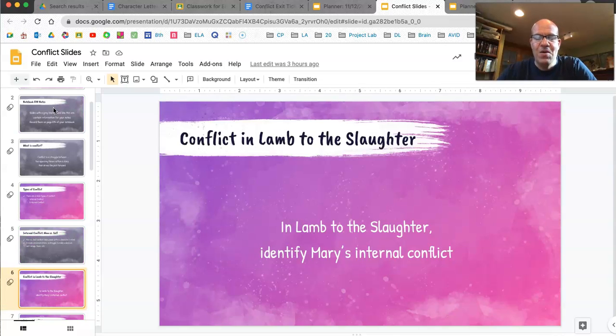So if we look at this within the context of Lamb to the Slaughter, Mary had a couple of instances of internal conflict. One of them is when she realizes that her husband is leaving her, and she has this question of, what will I do? And this real struggle of, do I fight this? Do I not? She's walking downstairs to get something out of the freezer. She's kind of numb. Afterwards, and our main example of internal conflict in Lamb to the Slaughter is after she has clubbed her husband with the leg of lamb, her conflict is, do I turn myself in? What will happen to the baby? Okay, so that is an example.